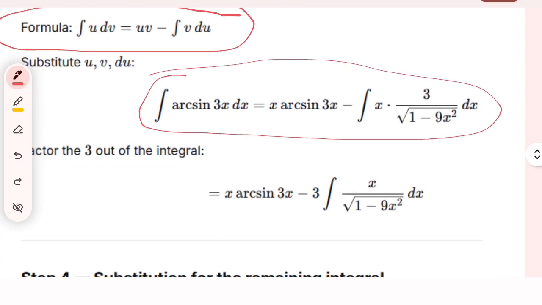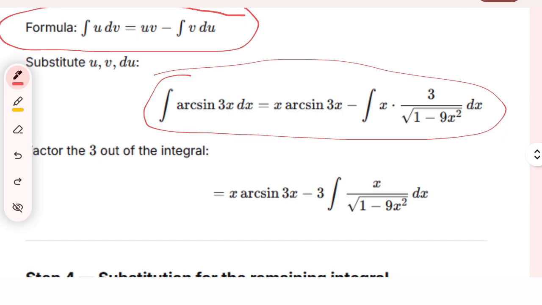Now, once you have this one, I want you to think again. Look at what you have formed. You need to think, is there something that I could do to factor it out? Is there something that I could do to simplify it? Right? So what do you think? You can actually factor 3 out of the integral, right?